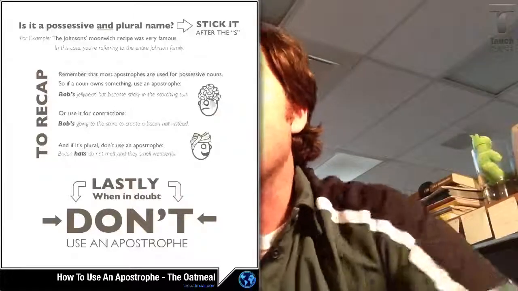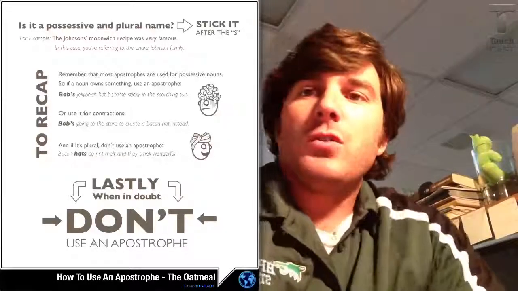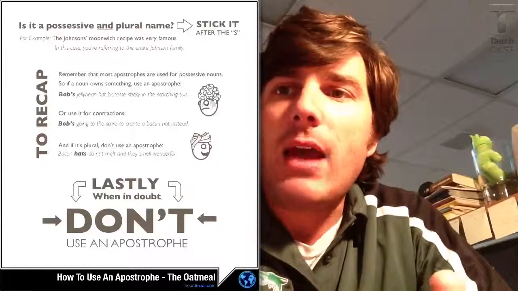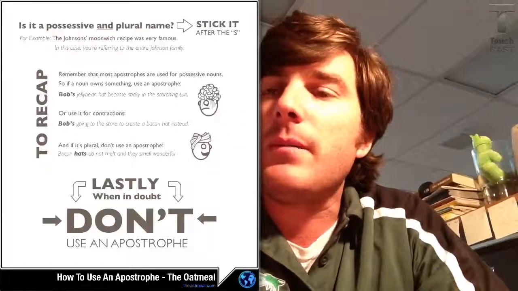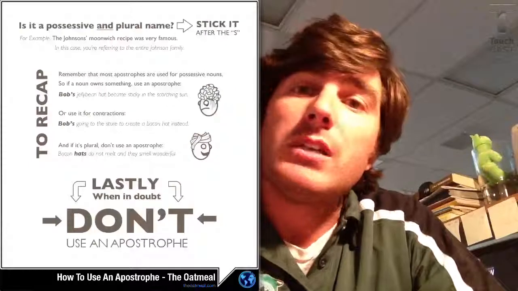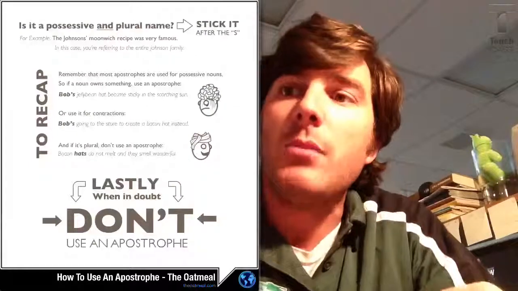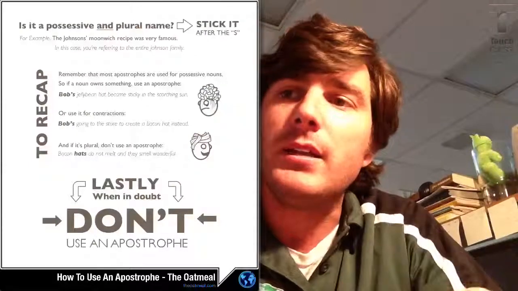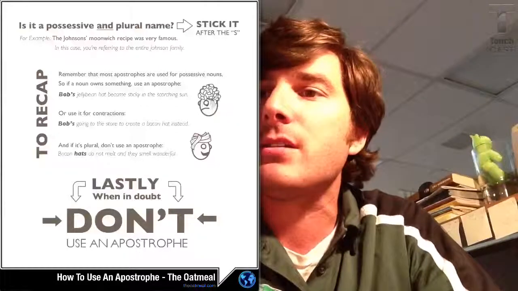To recap here, it says, remember that most apostrophes are used for possessive nouns. If a noun owns something, then use an apostrophe. Bob's jelly bean hat became sticky in the scorching sun. In this case, Bob owns the jelly bean hat, therefore it is Bob's, apostrophe S.